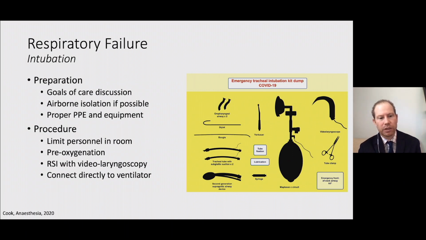It's also important to limit the personnel in the room and to adequately pre-oxygenate, usually with a non-rebreather mask, and preferably not with high flow nasal cannula to avoid the aerosolization issue. In general, we use a video laryngoscope to do this, to try to limit the anesthesiologist or whoever the intubating provider is exposure to droplets.